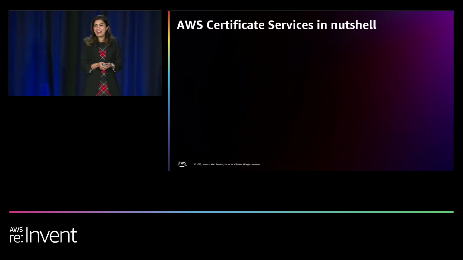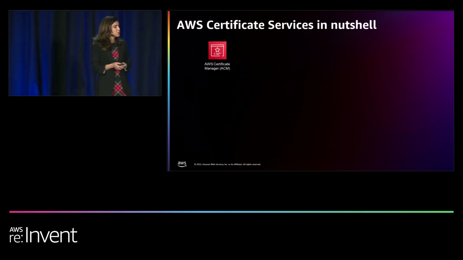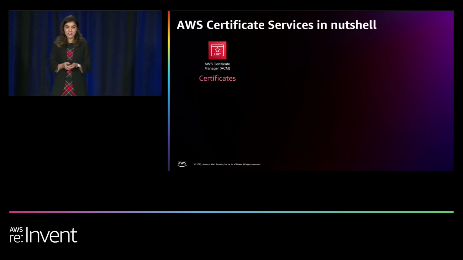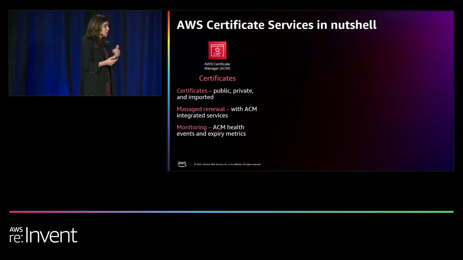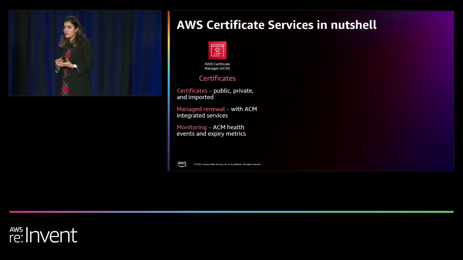So we are almost at the end. We talked about AWS Certificate Manager, how it can be used to centrally manage certificates. We talked about, just a refresher, public, private, and imported certificates. And then the renewal is probably the big one, where it allows you to renew certificates or publishes a notification when a certificate is renewed and ready to be consumed by the workloads.